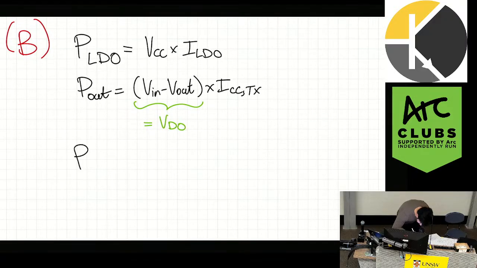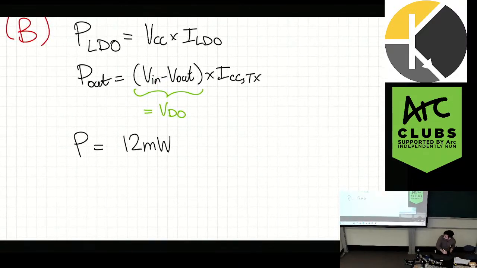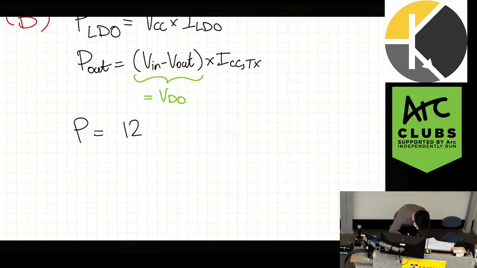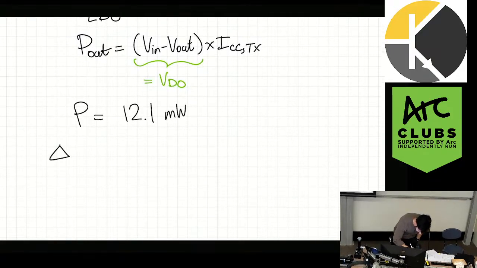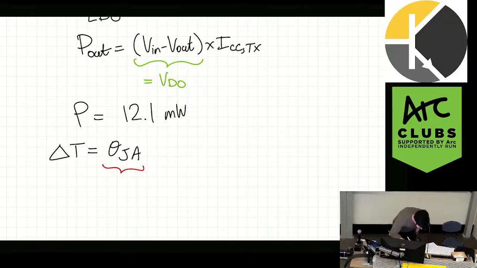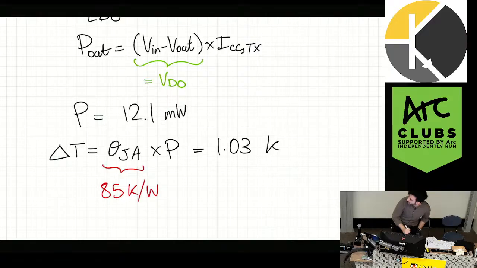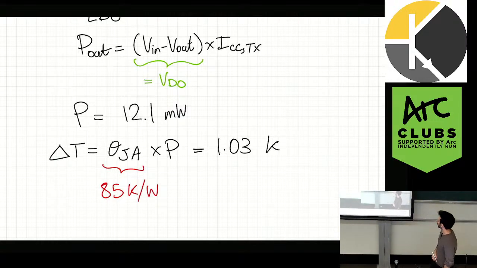Then the total power is, when you add these two numbers, 12 milliwatts. You can just sub in all the numbers and you get 12 milliwatts. And then 12.1 milliwatts because of that 20 microamps, so basically negligible. Then the change in temperature using that theta JA, which was 85 kelvins per watt: you multiply by power and you get 1.03 kelvins. So would a heat sink be needed? Probably not, right? That's basically nothing. It doesn't get very hot, so our answer would be no heat sink is necessary. Okay?